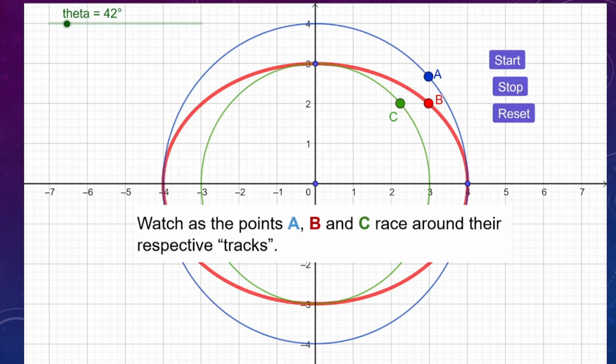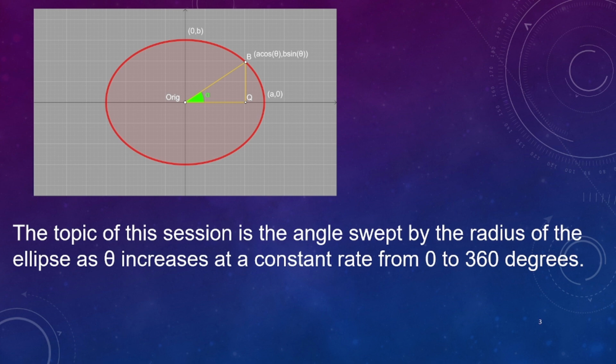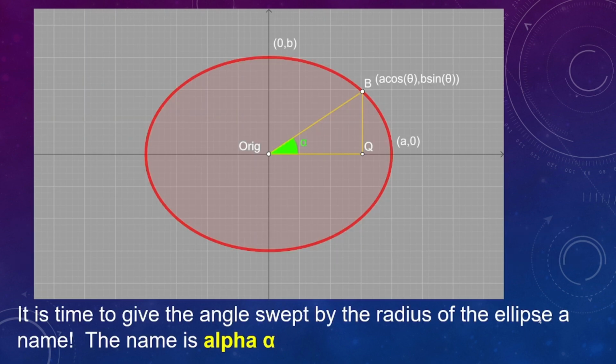We're going to watch the points A, B, and C race around their respective tracks. The topic of this session is the angle swept out by the radius of the ellipse as theta increases at a constant rate from 0 to 360 degrees. It's time to give that angle a name. We will call it alpha.